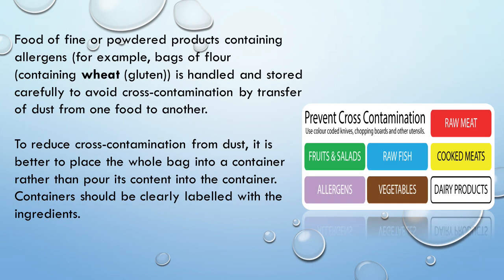Fine or powdered products containing allergens, for example, bags of flour containing wheat gluten, are handled and stored carefully to avoid cross-contamination by transfer of dust from one food to another. Now, to reduce cross-contamination from dust, it is better to place the whole bag into a container rather than pour its contents into the container. Containers should be clearly labeled with the ingredients.